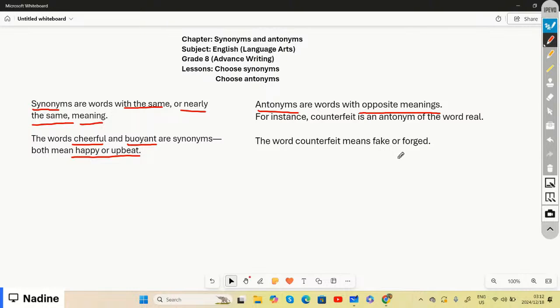And if we look at the word, for example, counterfeit, the antonym of counterfeit is real. So the opposite of counterfeit means real. And how do we know that? Because the meaning of counterfeit is either fake or forged. Usually, if they say it's counterfeit goods, then it means that it is fake goods. It's not real. So the opposite of counterfeit means that it is real.